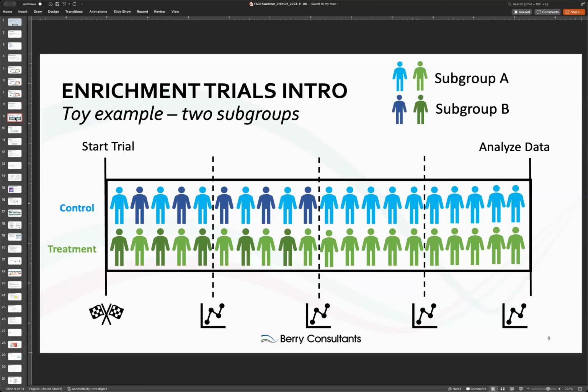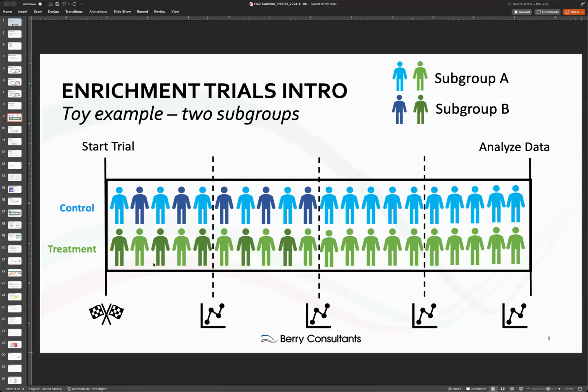Okay, so a little toy example here. This is a schematic with subgroup A and B. Subgroup A is represented by the lighter shaded stick figures, subgroup B by the darker shaded stick figures. So what you can see in this trial, a control arm and a treatment arm, is that the trial starts randomizing with all comers, so subgroups A and B, the wider trial population.